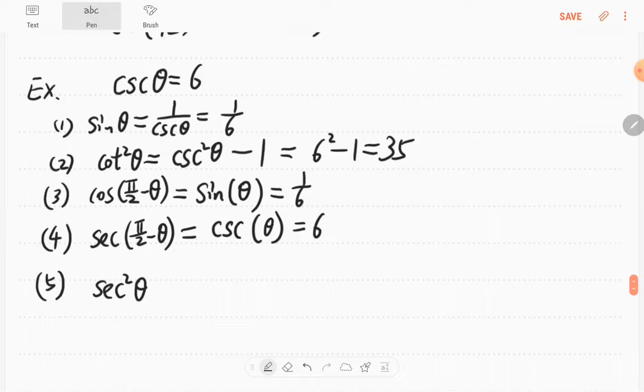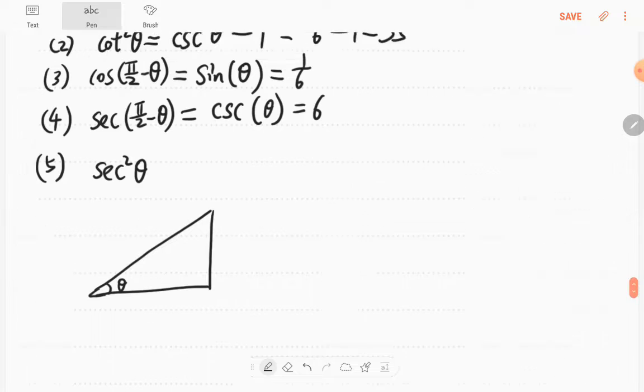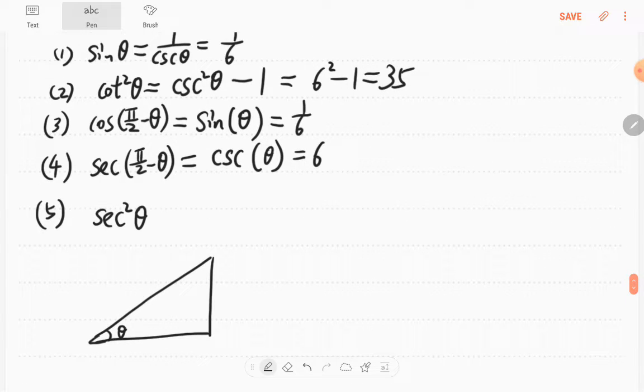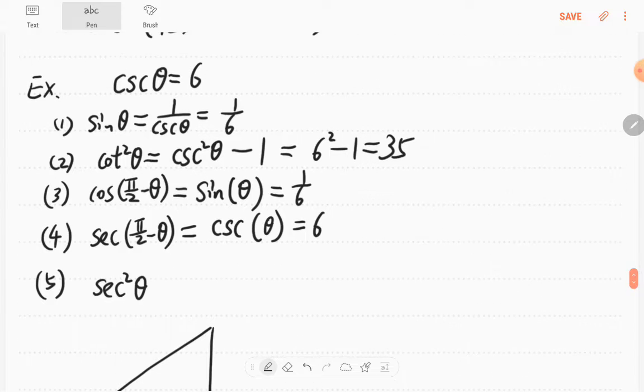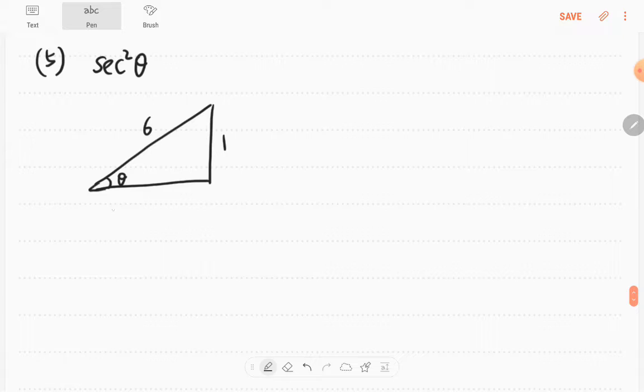So cosecant equals 6. So that means if you draw a right triangle, if this is theta, cosecant is what? It is hypotenuse over opposite. So 6 can be written as 6 over 1. If we say this one is 6, here is 1. Right? The cosecant theta is 6 over 1. So we can use the Pythagorean theorem, and so this side is 6 squared minus 1 squared, so this is square root 35.